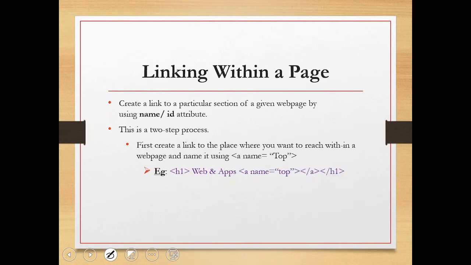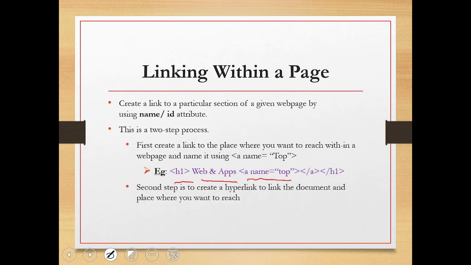So let's see a small example for it. I have written h1 tag, I have written Web&Apps, a name is equal to top, and I have closed my anchor tag. So the second step is to create a hyperlink to the link document. So we have not used your href. To create a link, we need to use what? An href attribute. And now in this, I have not used an href attribute. I have used a name equal to top.